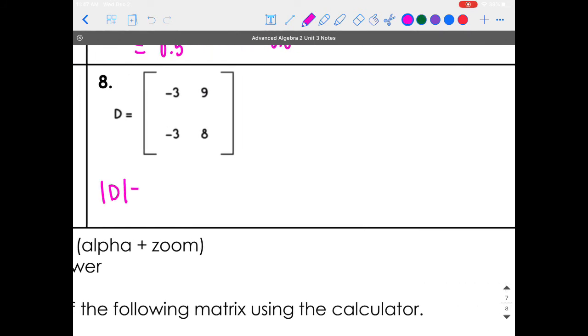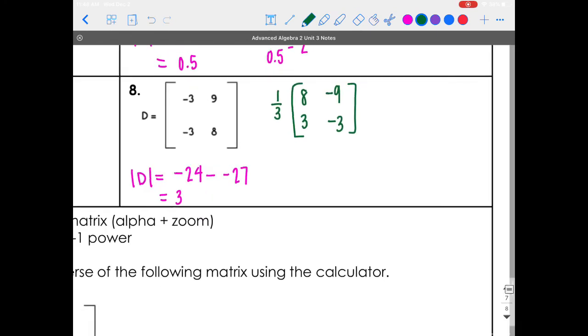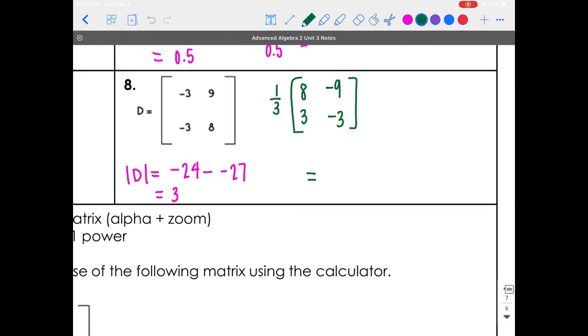All right, number 8. Start with the determinant of D. So negative 24 minus negative 27 equals 3. So we do 1 over 3. The 8 and the negative 3 switch places. The 9 becomes negative, and that negative 3 becomes a positive 3. And we're going to distribute that 1/3. I'm just going to leave that as a fraction. Negative 3, 1, negative 1.